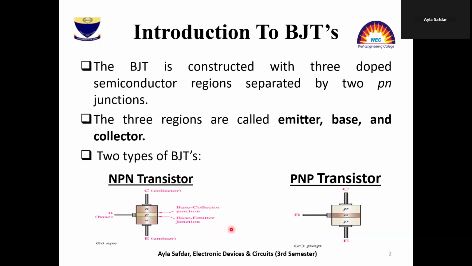The other type of BJT is the PNP transistor. As you can see, only the doping regions have been swapped. We have P, then in the center a thin base region which is N doped, very lightly doped, and then we have the emitter region which is very heavily doped, but of P type doping. So this is the PNP transistor. So there are two types of BJTs, NPN transistors and PNP transistors.